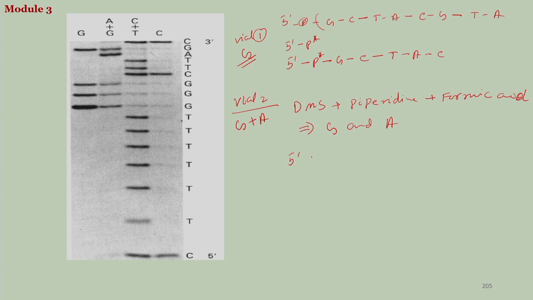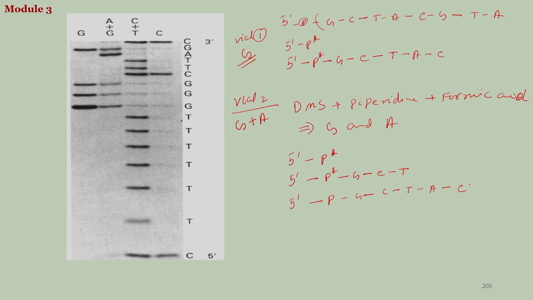So, what are the fragments you will get? You will get all the fragments that you get from G plus A. Second is P, G, C, T, here you will stop at T. Is there anything else? P, G, C, T, A, C.